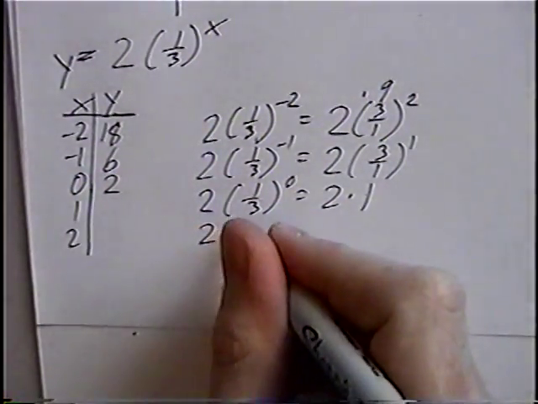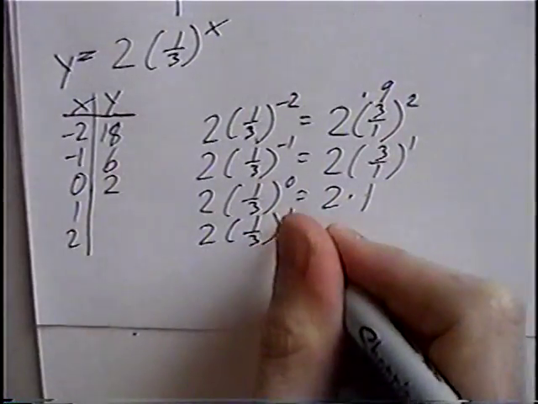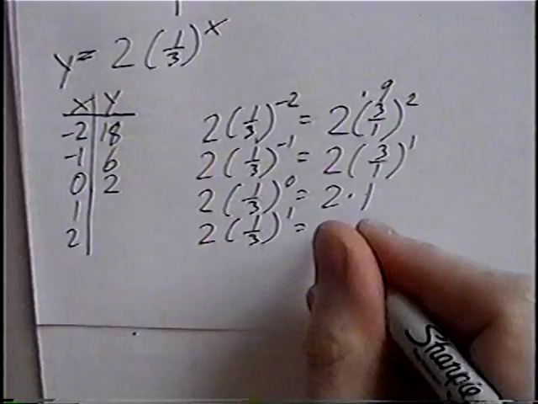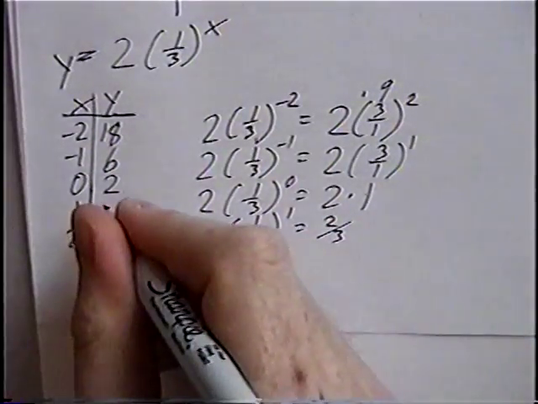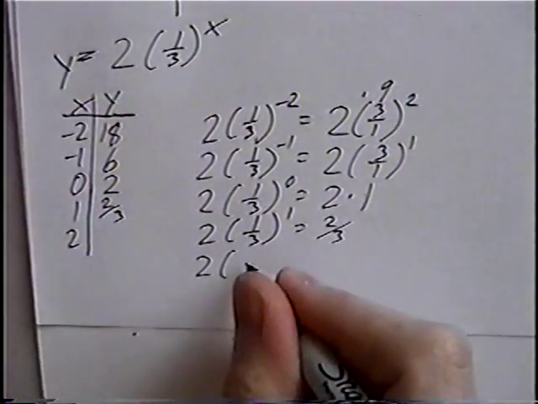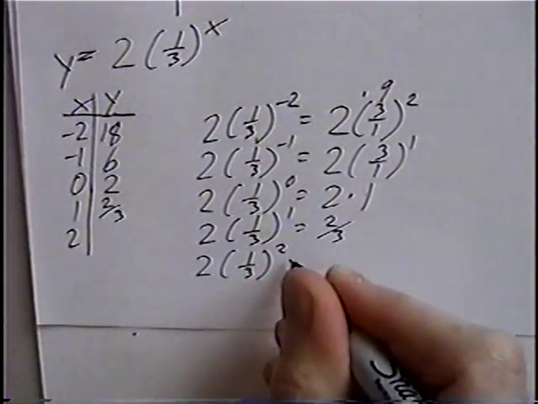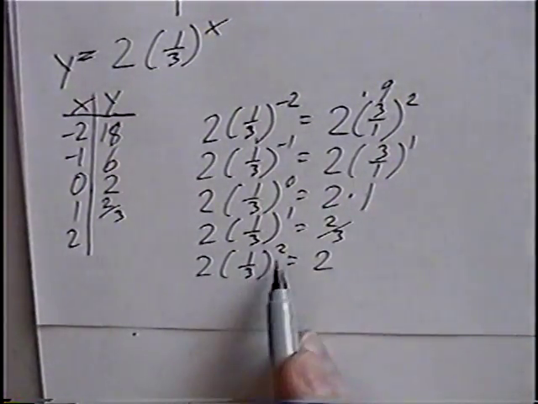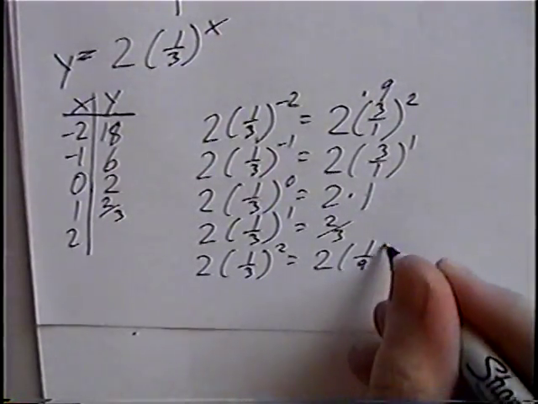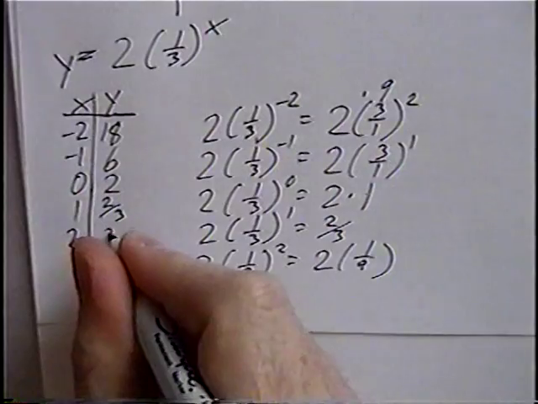Plugging a 1 in, 1/3 to the first power would just be 1/3. 2 times 1/3 would be 2/3. And the last point, x equals 2. 1/3 squared, square each of the numbers and you get 1/9. 2 times 1/9 would be 2/9.